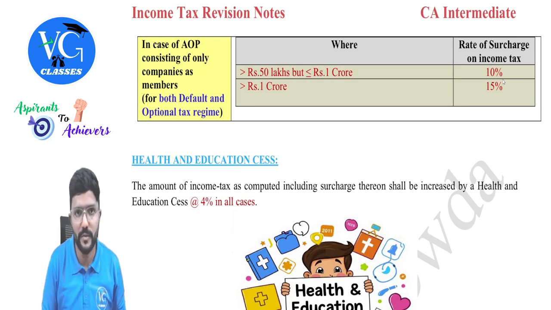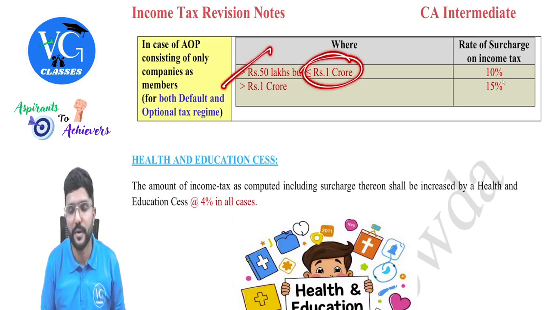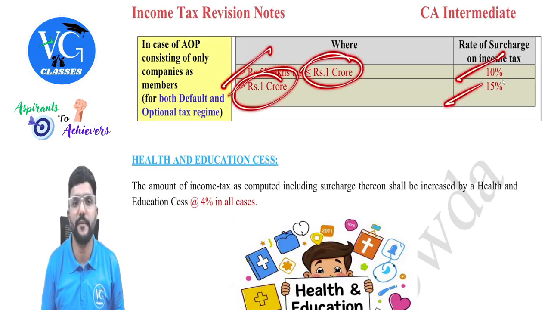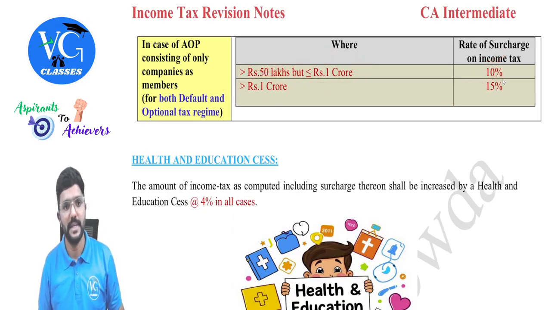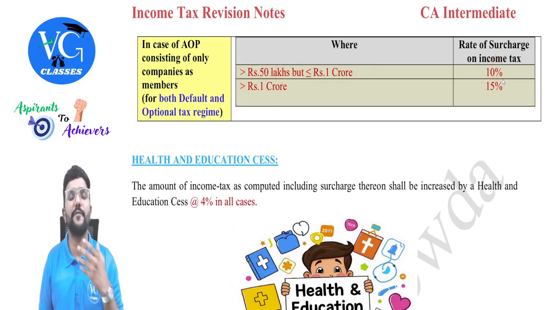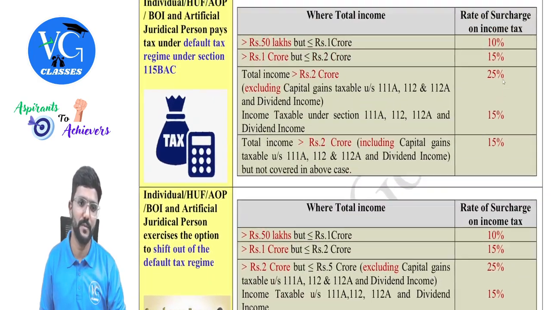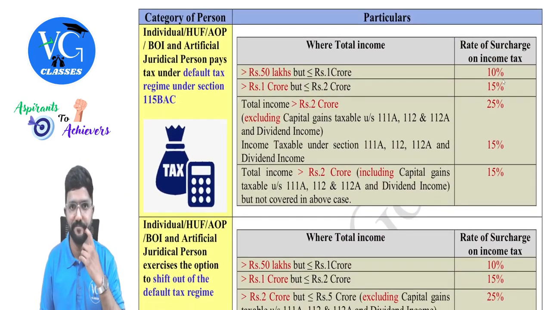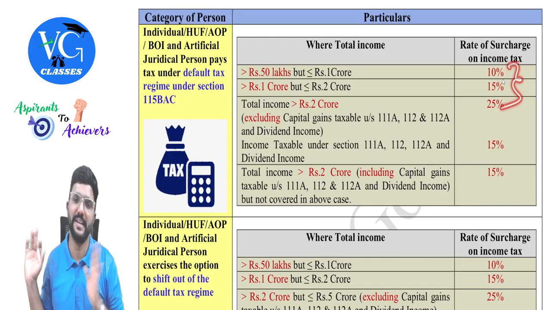Only if companies are members of the AOP, then the surcharge is as follows. Up to 50 lakh, no surcharge. More than 50 lakh up to 1 crore, 10%. More than 1 crore, 15%. Is that clear? Or, sir, what if the AOP has any individual or partnership firm as a member? Then we need to follow whatever is given here. The first two rates they have taken there.